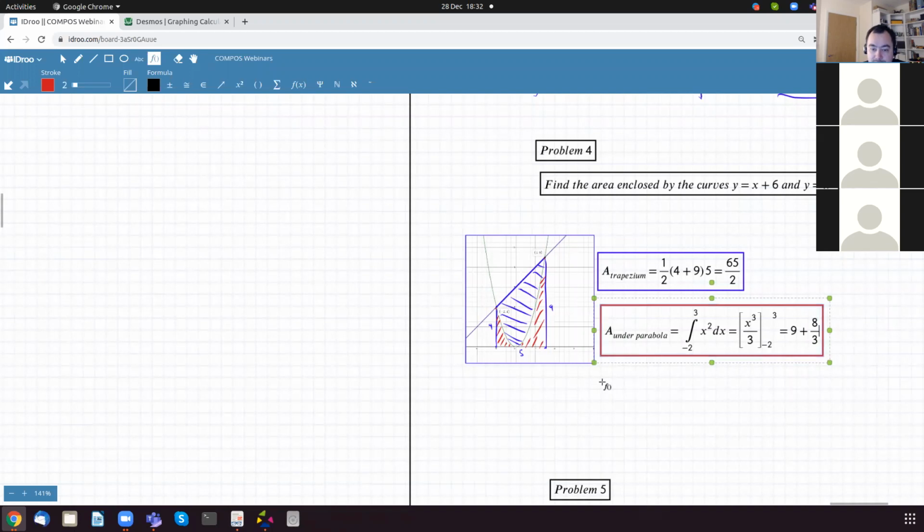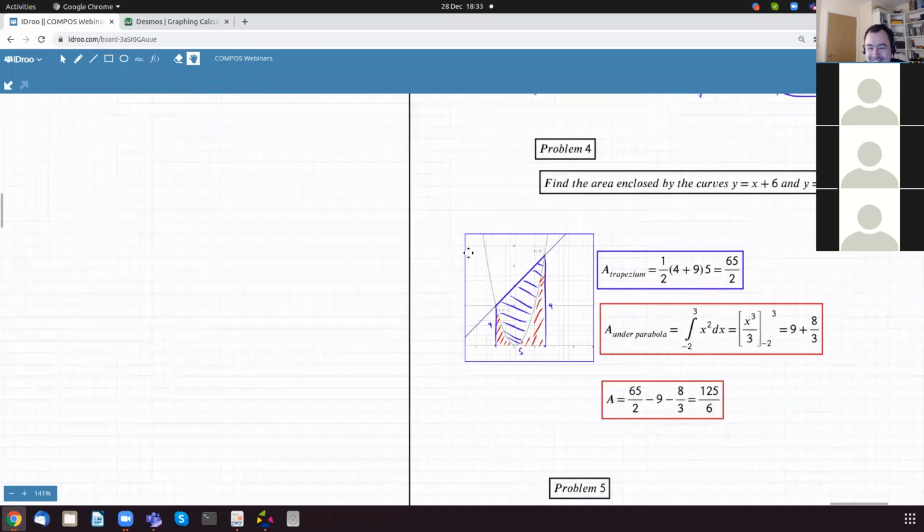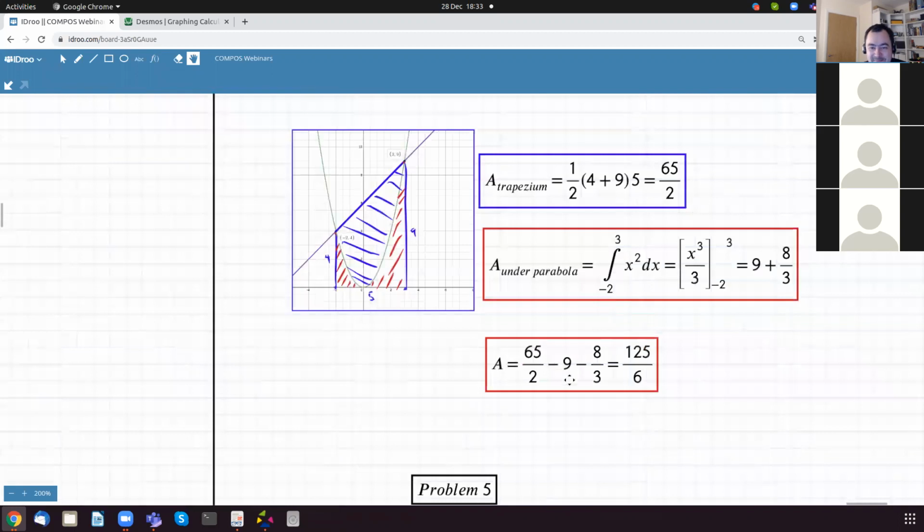And so the area that we need is the area of the trapezium, 65 over 2, minus 9 plus 8 thirds, and if I'm not mistaken, that is 125/6. Should be. If you find a mistake, please let me know. So that's that.